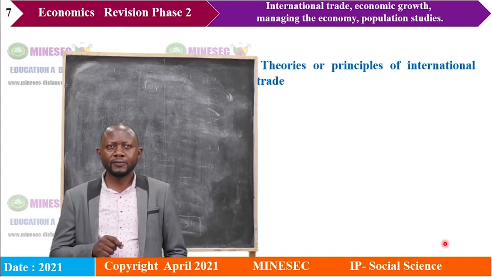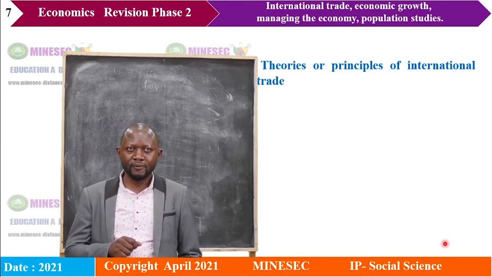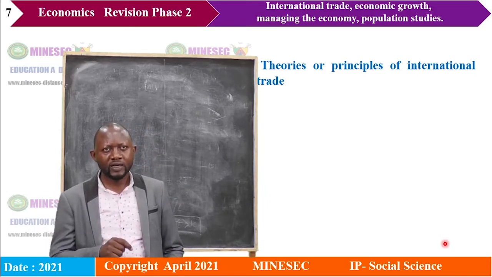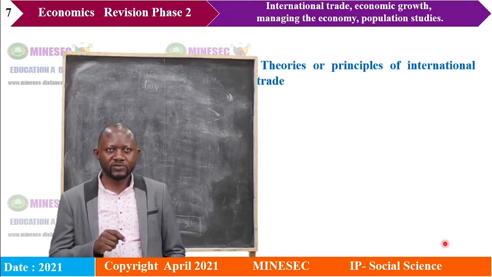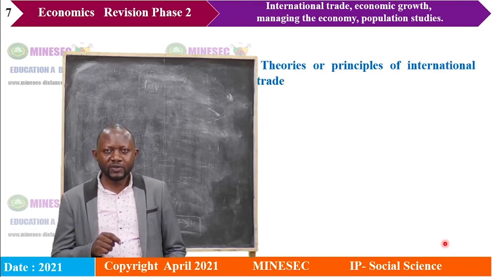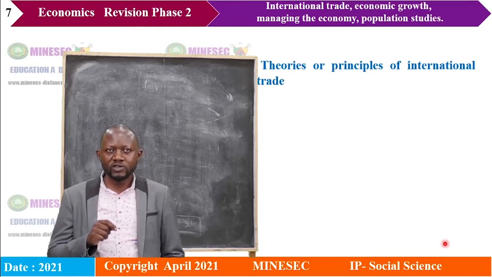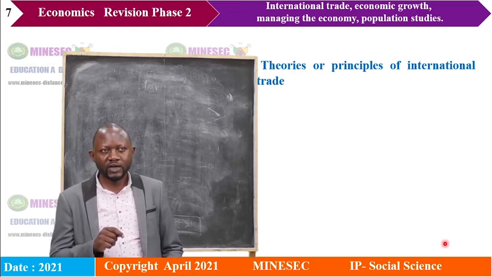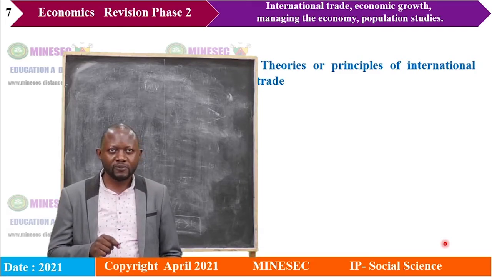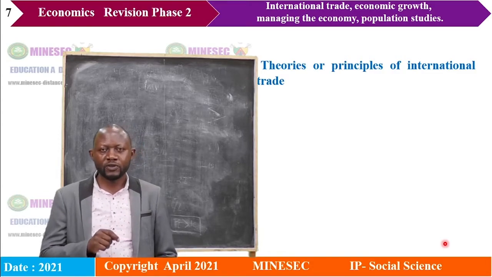Let's look at international trade theories. We're going to look at two main theories, absolute advantage and comparative advantage. Before we get to the theories, there are assumptions that we're going to make. We're going to assume that only two countries exist. We assume that only two commodities are produced. We assume that there is constant return system. There are no transport costs, no barriers to trade, perfect mobility of factors of production.